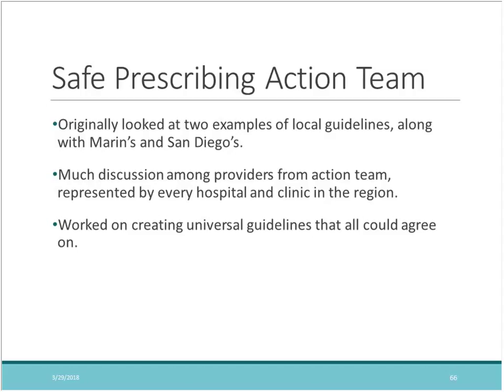When it came to the emergency room guidelines, we were able to quickly decide what guidelines looked good. For chronic pain, we originally looked at two local guidelines. One of them was in place, from Eastern Plumas Healthcare, and Plumas District Hospital had some guidelines it was looking at but hadn't completely implemented yet. We also looked at Marin's guidelines and San Diego's, and there was a lot of discussion amongst the providers from the action team about which guidelines we should universally agree upon.